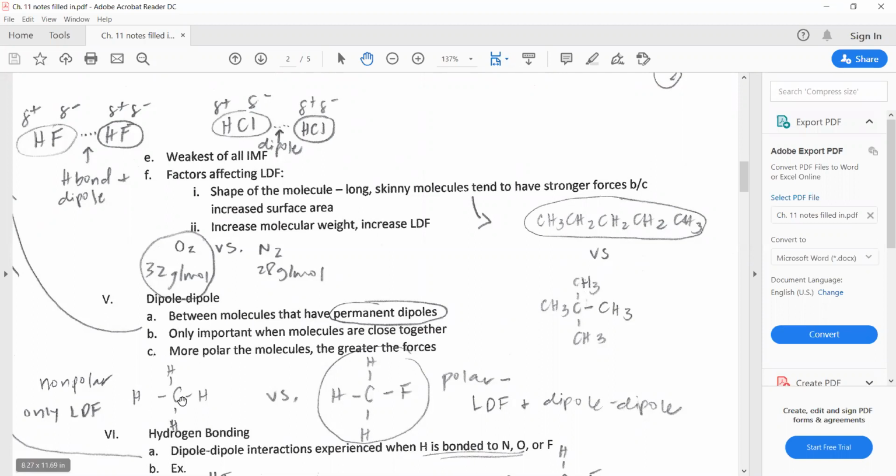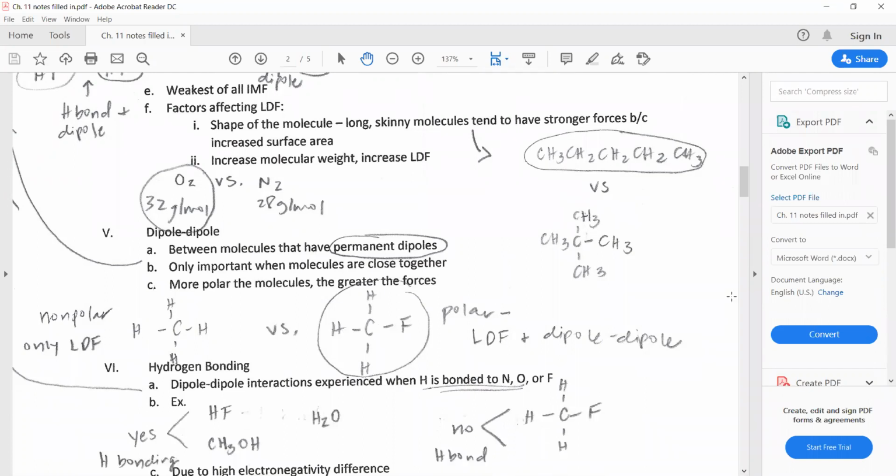So here I gave you one more example. CH4 is nonpolar because remember, if all the surrounding atoms are the same, you are nonpolar. So it only has London dispersion. But if you've got CH3F, you of course have London dispersion because you always do. But because all the surrounding atoms are not the same, you have polarity. So you also have dipole-dipole forces.